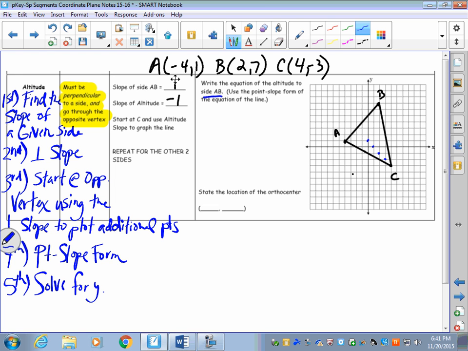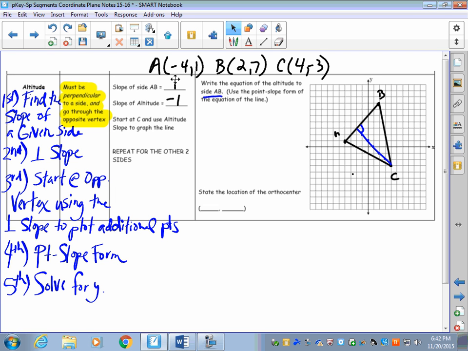Left 1, and we're going to do that slope until we hit the side AB. That gives us which line we are constructing, which is perpendicular. And I went a little bit too far. I apologize. Just that a little bit. There we go. All right. Now, we started at C, used the slope of the perpendicular, and graphed the line. We would repeat this for all 3 sides.